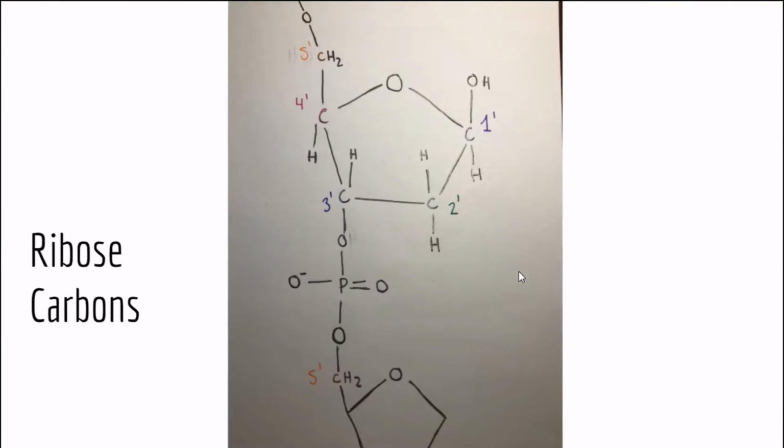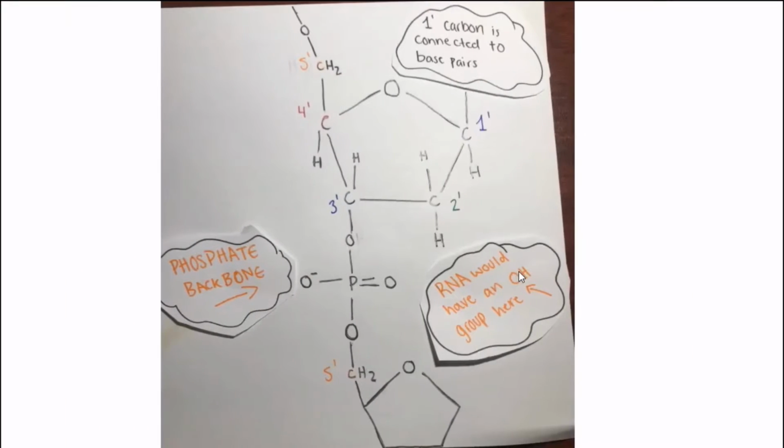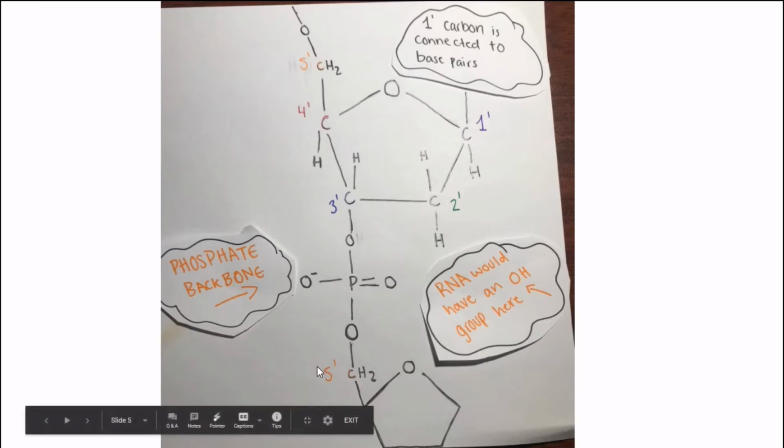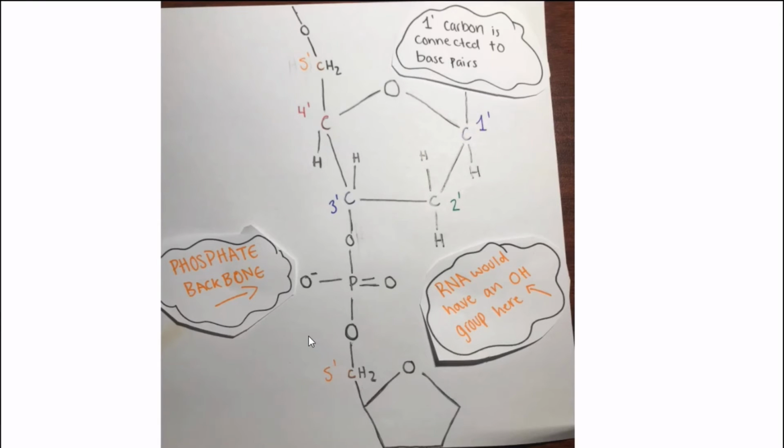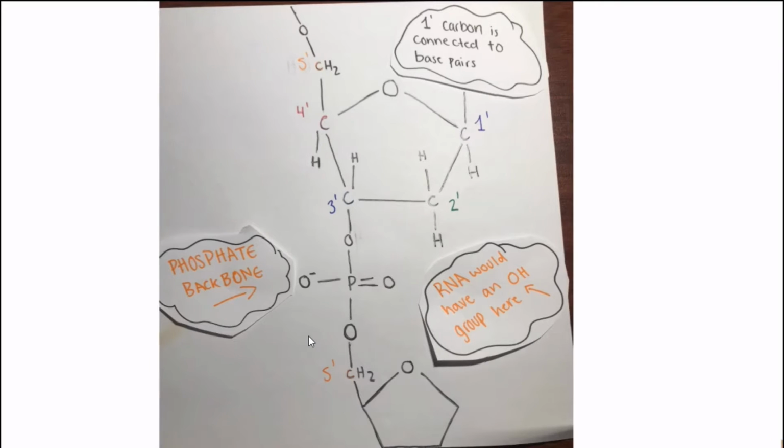More specifically, this is the sugar of the DNA, and as you can see, the 1' carbon is connected to the base pairs. The 2' carbon distinguishes between RNA and DNA, so RNA would have an OH group connected to the 2' carbon, but since this is DNA, it does not have that. And then the 3' carbon and the 5' carbons are connected to the phosphate backbone. As you can see, the 3' carbon of this sugar is connected to the same phosphate backbone that the 5' carbon of this next sugar is connected to. So it creates this long chain of strands.